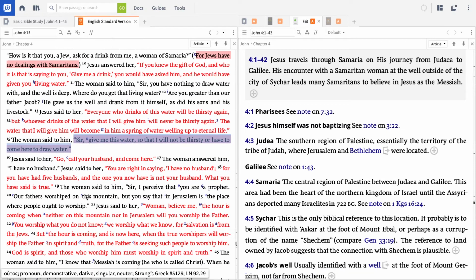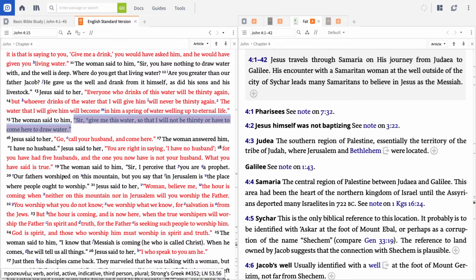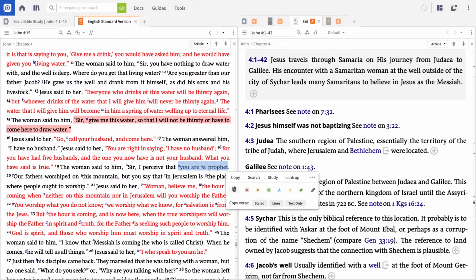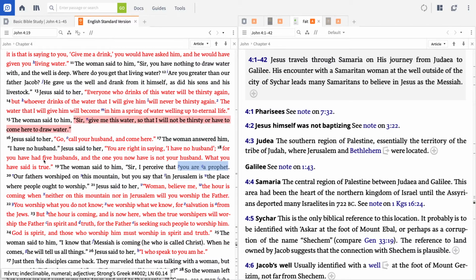The woman said to him, "Sir, I perceive that you are a prophet. Our fathers worshipped on this mountain." I think this is also worth highlighting. "Our fathers worshipped on this mountain, but you say that in Jerusalem is the place where people ought to worship."